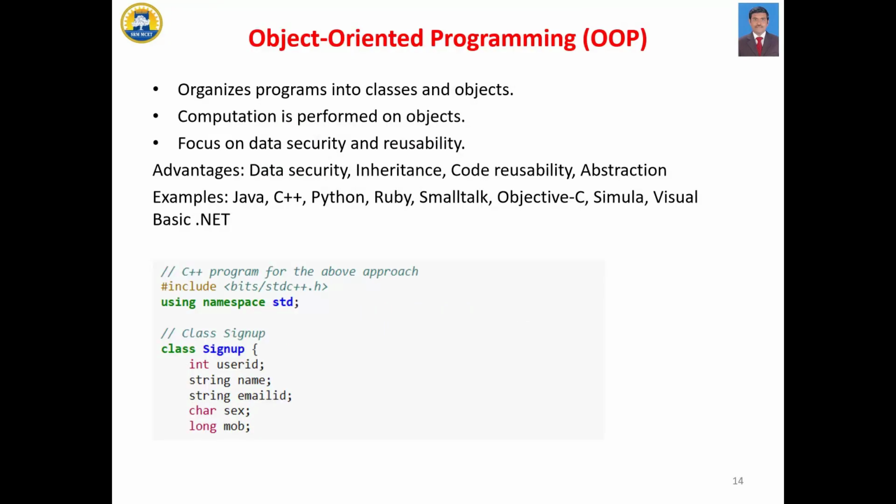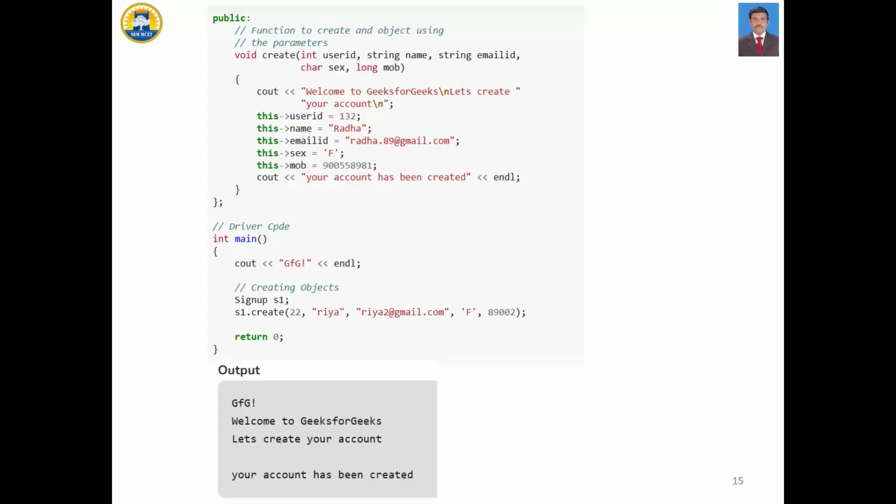The example is given below for a C++ program. In this program, we have to enter the user ID, name, email ID, sex, mobile number. So Radha, user ID is 132, email ID is radha.89@gmail.com, sex is female, mobile number is 900558981. This is the output of this program.